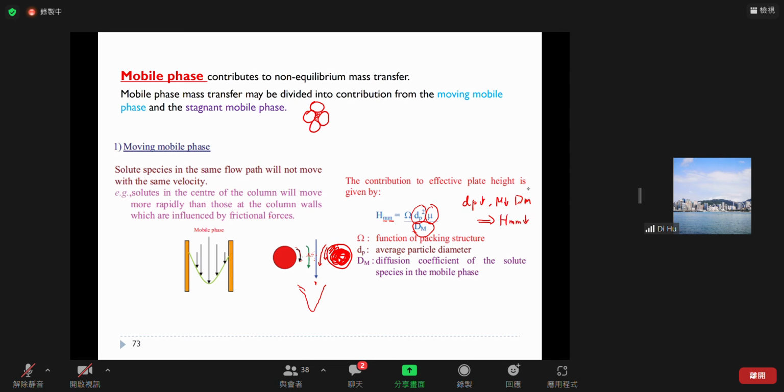to decrease, right? Okay, so again, smaller dp. Does that recall to you the first term, the eddy diffusion? For eddy diffusion, do we like a big dp or a small dp? A small dp as well, right? Okay, so same for here, for the moving mobile phase, smaller dp. Okay.